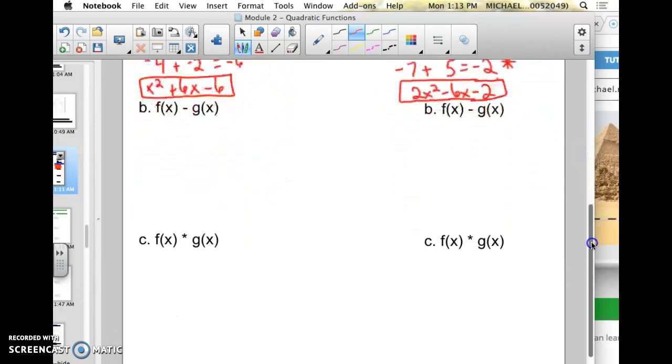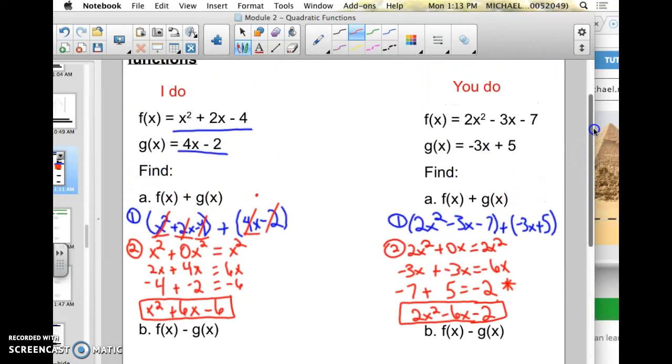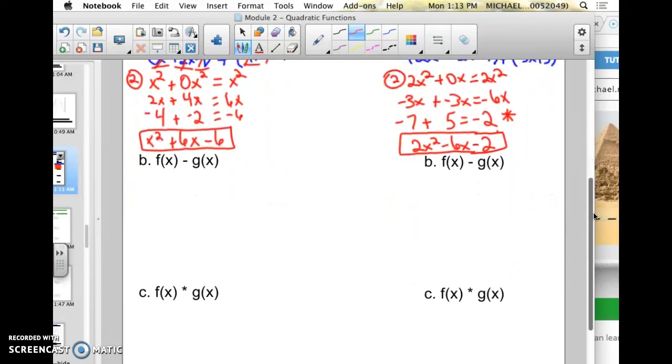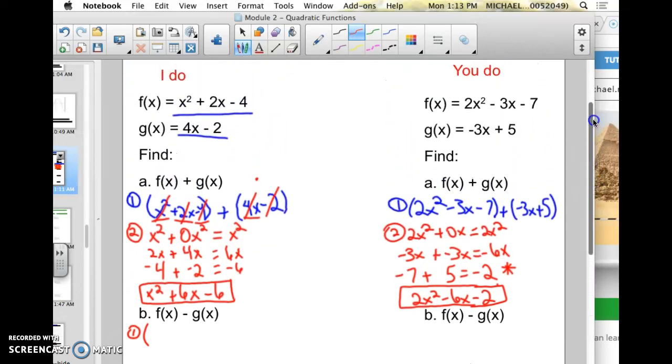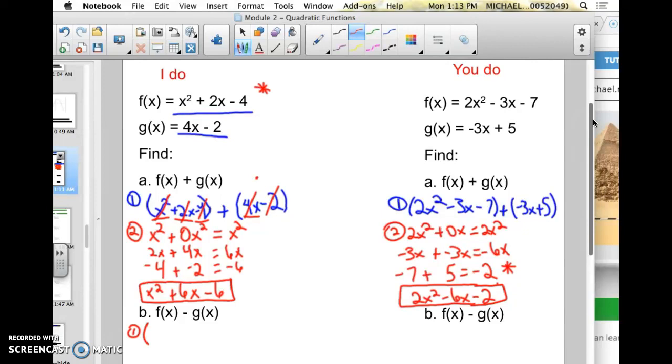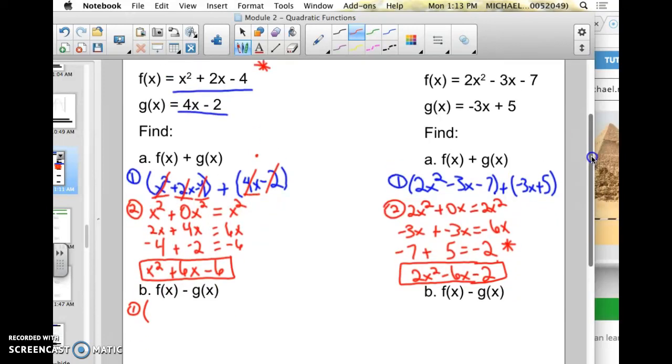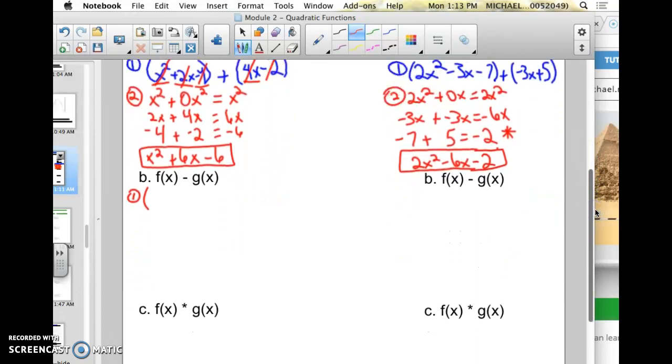All right, moving on to subtraction. It's the same functions we're going to be working with. So the first step for all of these will be the same. So I will write out f of x. Again, we're referencing the original two functions. We'll be working with those throughout the video. So x squared plus 2x minus 4. And now minus instead of plus 4x minus 2.